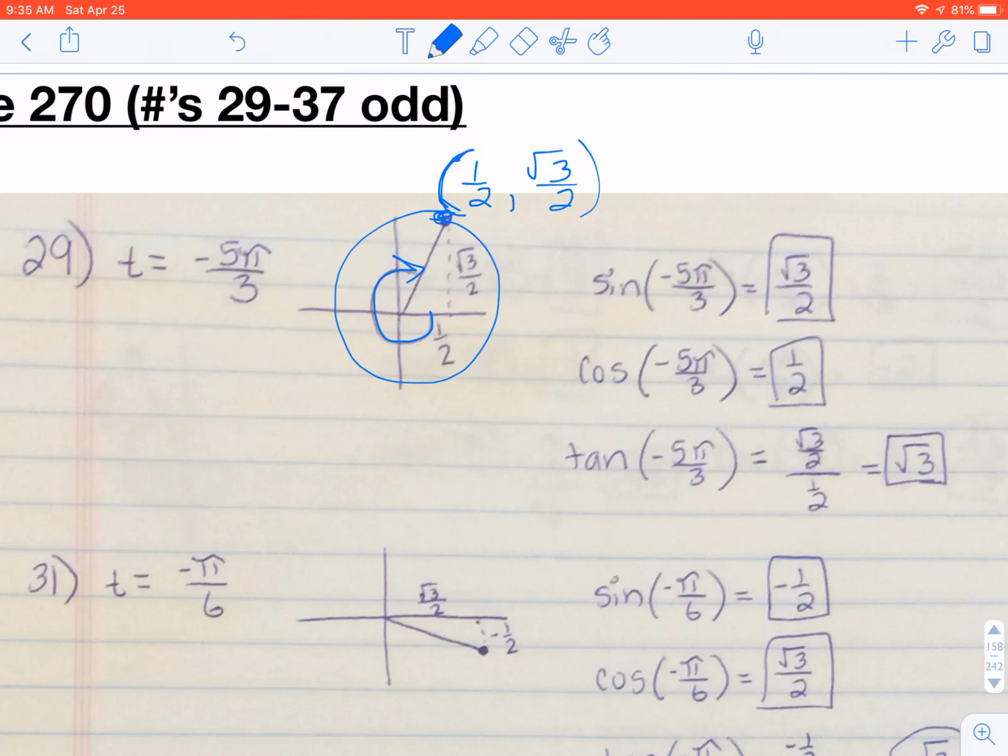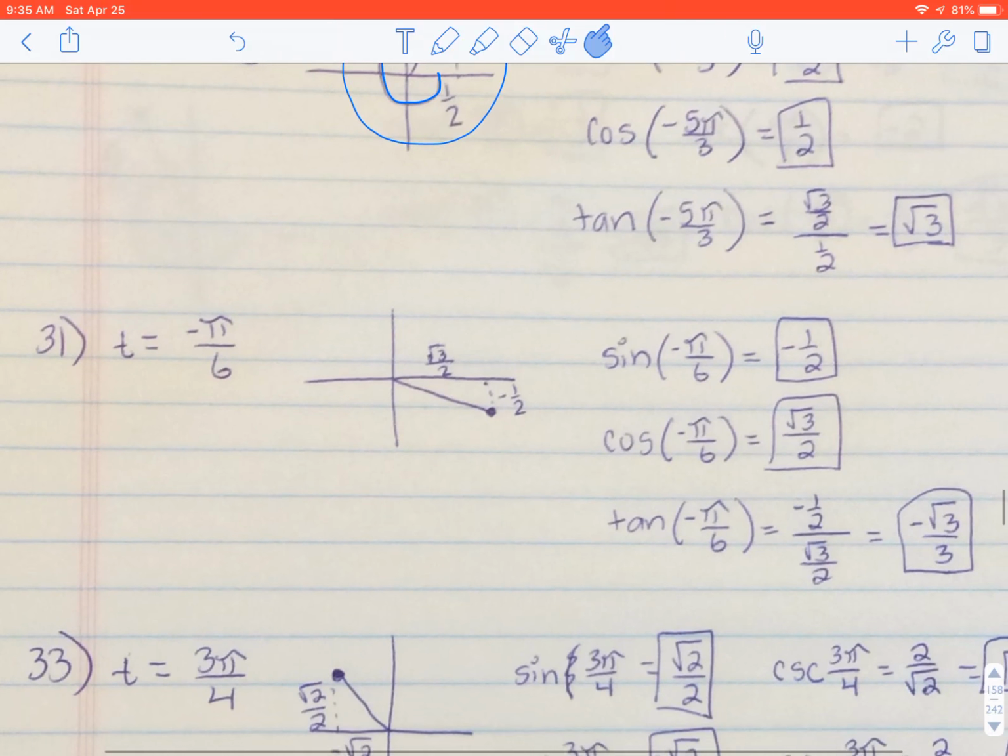So your sine of -5 pi over 3 is square root 3 over 2. Your cosine of -5 pi over 3 is 1/2. And your tangent of -5 pi over 3, remember, is our sine over our cosine. So square root 3 over 2 over 1/2. When you reduce that, you're getting square root 3. Okay, 31, same directions.